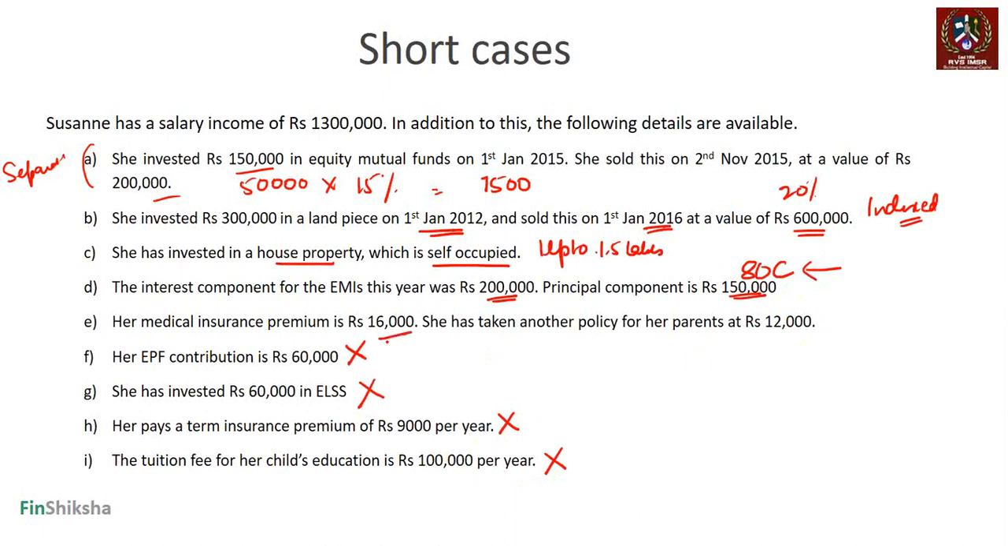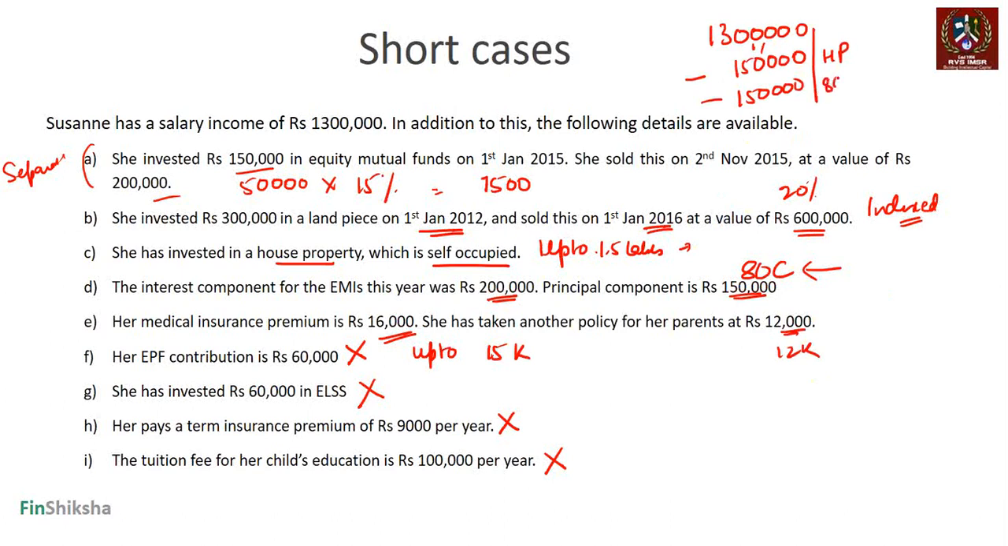What is valuable is medical insurance premium for herself up to 15K, parents 12K, entire thing is allowed, right? So 13 lakh taxable income, right? Minus income from house property. So 1.5 lakhs will get subtracted. So minus 1.5 lakh goes there. Minus 1.5 lakhs on, so this is on house property, this is on 80C, and minus 27,000 on medical insurance, right? Plus any long-term capital gain that comes on the land.